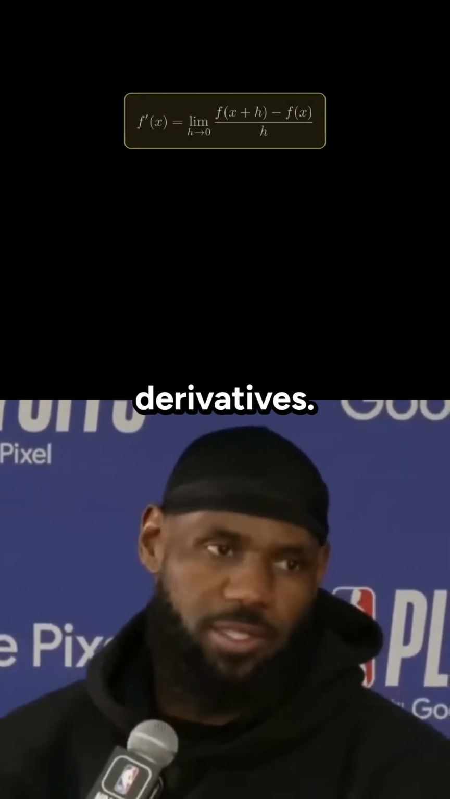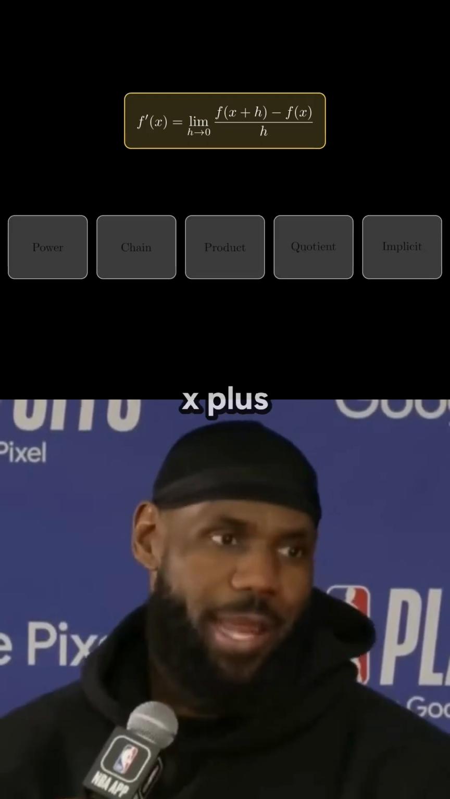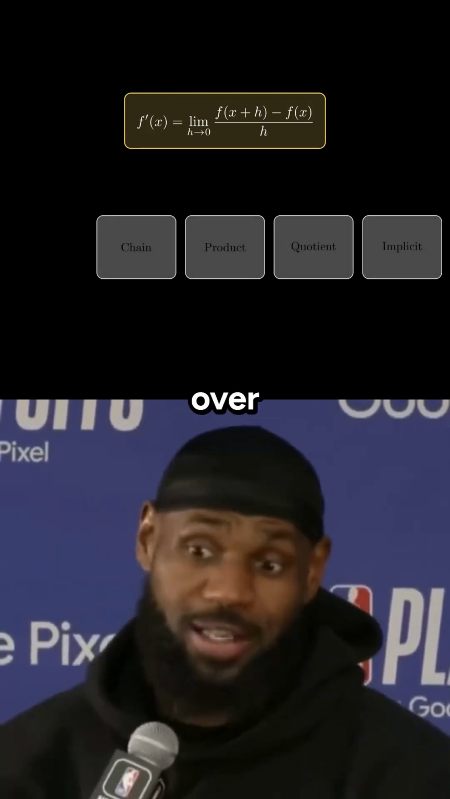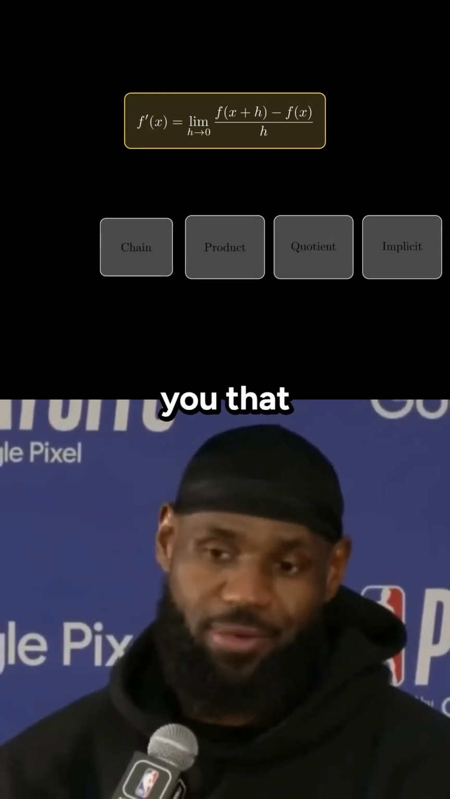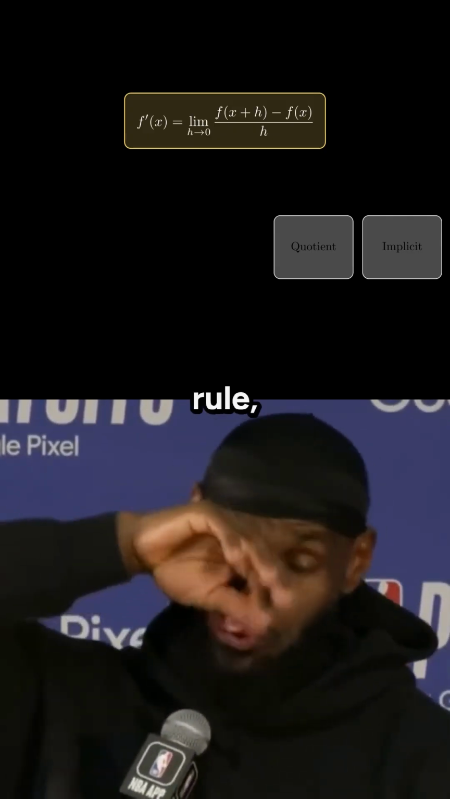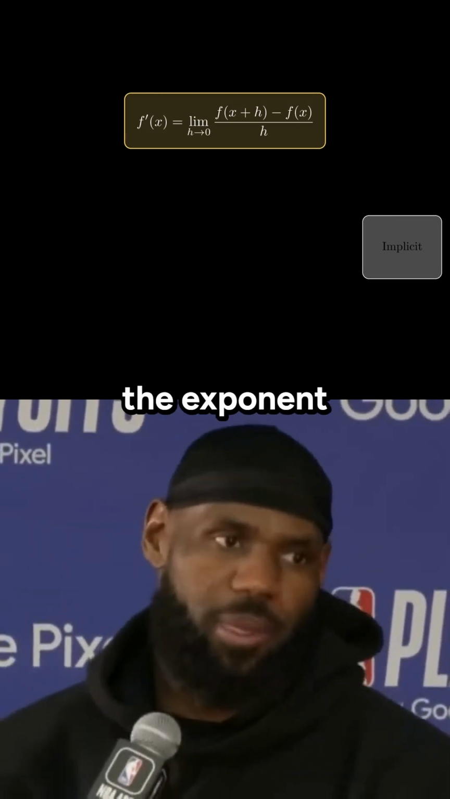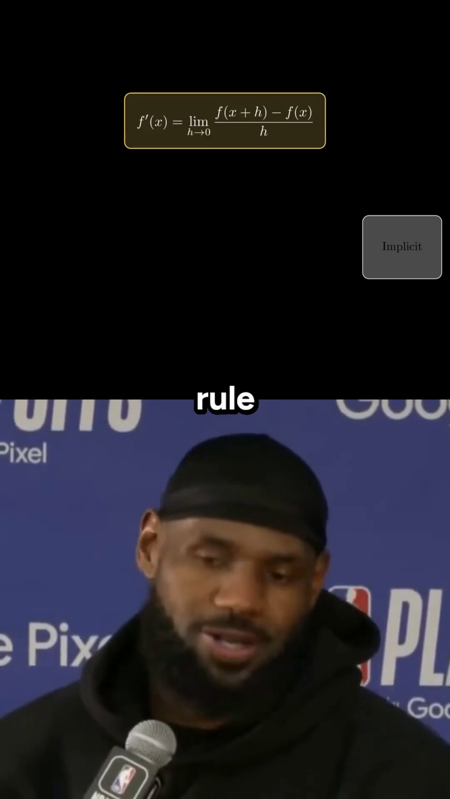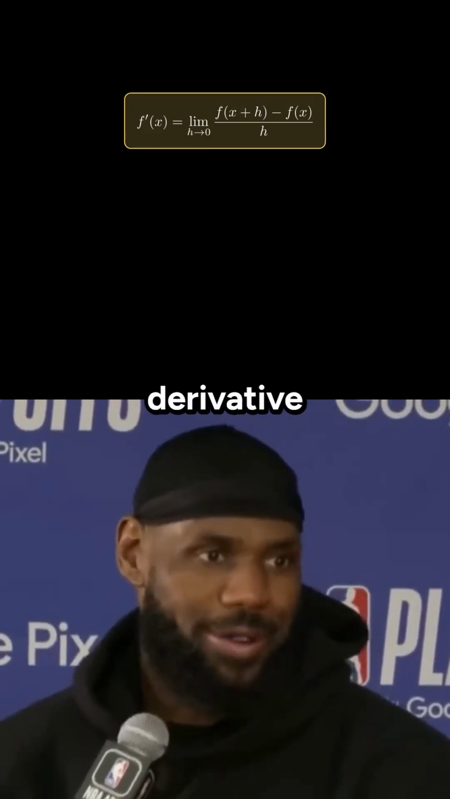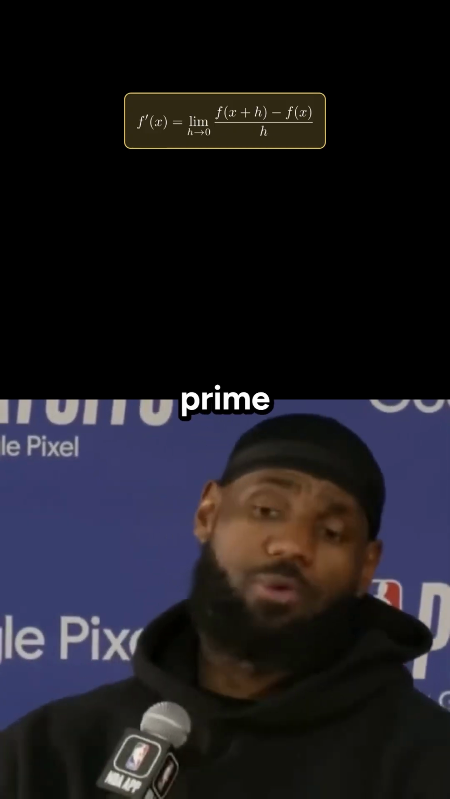Now, derivatives. The definition of the derivative is the limit as h approaches 0 of f of x plus h minus f of x over h. If multiple choice gives you that form, they are asking about a derivative. For rules, memorize power rule, chain rule, product rule, quotient rule, and implicit differentiation. Power rule brings the exponent down and subtracts 1. Chain rule says derivative of the outside times derivative of the inside. Product rule is u prime v plus uv prime. Quotient rule is u prime v minus uv prime over v squared.